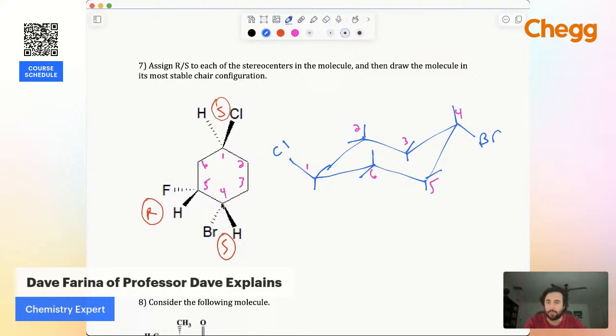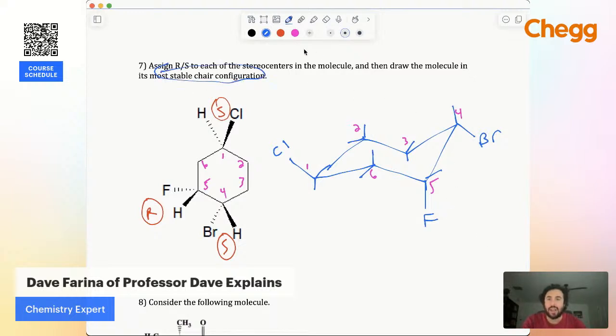On 4, we've got bromine down. It's got to go down. And on this carbon, the down direction is equatorial. And then go one more on carbon 5. We have fluorine going down. So let's put the fluorine there. So this does happen to be the most stable chair configuration.